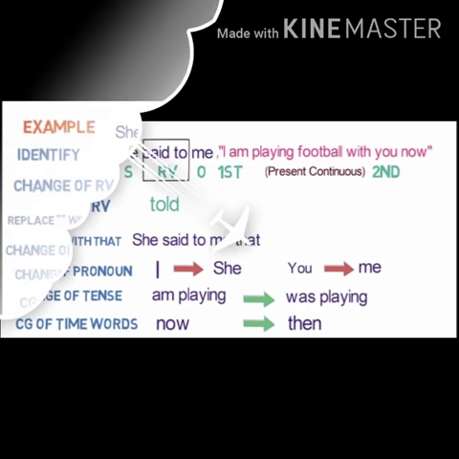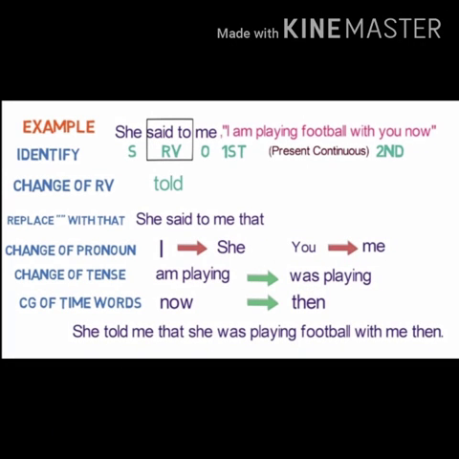Now let's convert direct speech into indirect speech with the help of these 6 steps. So the sentence will convert like this: she told me that she was playing football with me then. So this is indirect speech. I hope you understand the 6 steps and can now easily convert direct speech into indirect speech. Thank you, students.